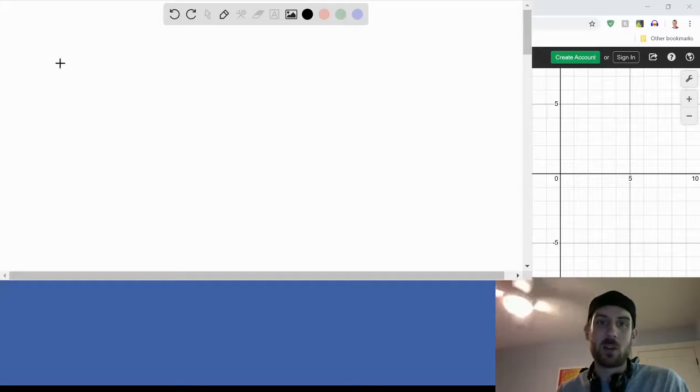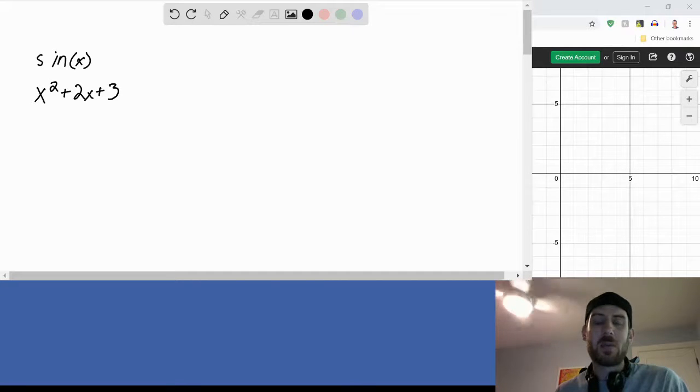So I'll give a couple of ideas. Maybe for my 3 that I come up with, I will choose sine of x. Maybe I choose some kind of polynomial that looks like x squared plus 2x plus 3. And then maybe we choose something that's a little crazy. Maybe we'll do like an absolute value of x, right? And what I want you to do is just form a quotient expression.